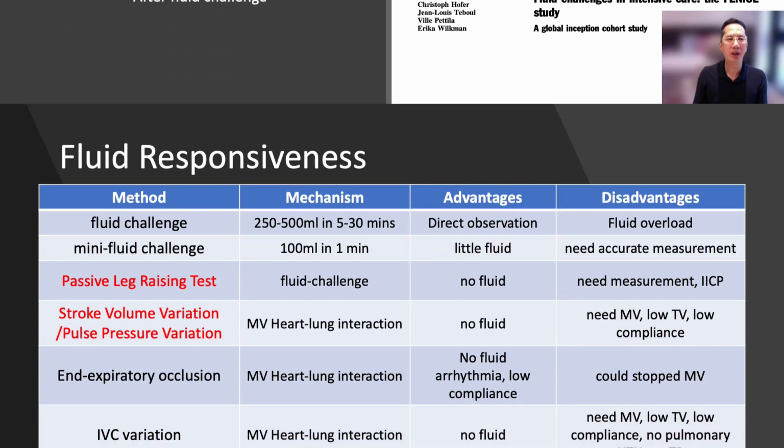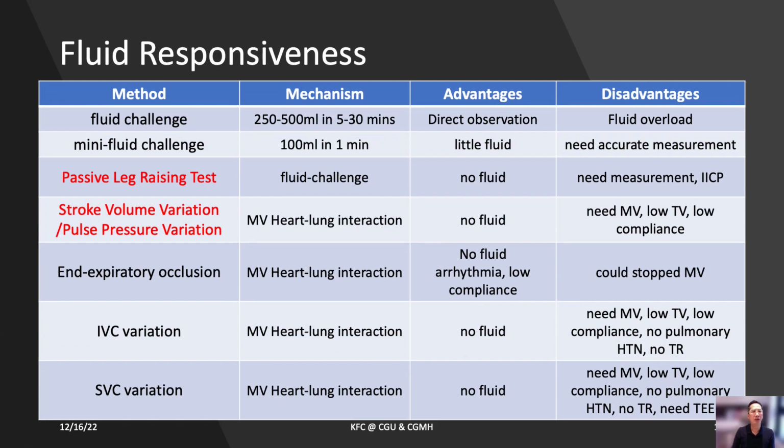So what can we use to predict fluid responsiveness? We all know this very basic figure, and we know that the previous concept is focused on either the passive leg raise test or using the stroke volume variation plus pressure variation. The main difference between these two methods is the need for heart-lung interaction, but the advantage of these two methods is that no fluid needs to be administered to the patient.